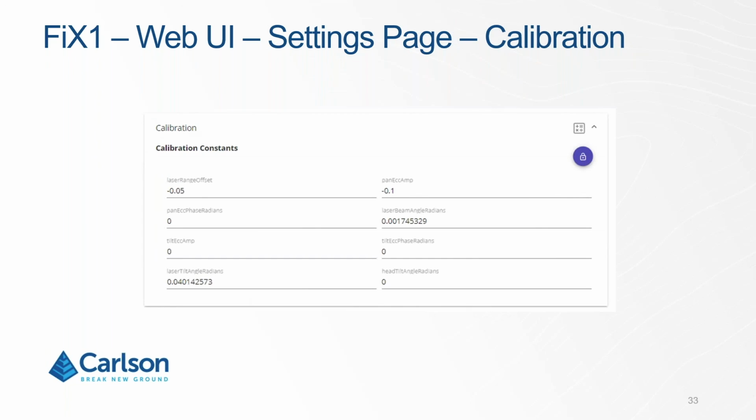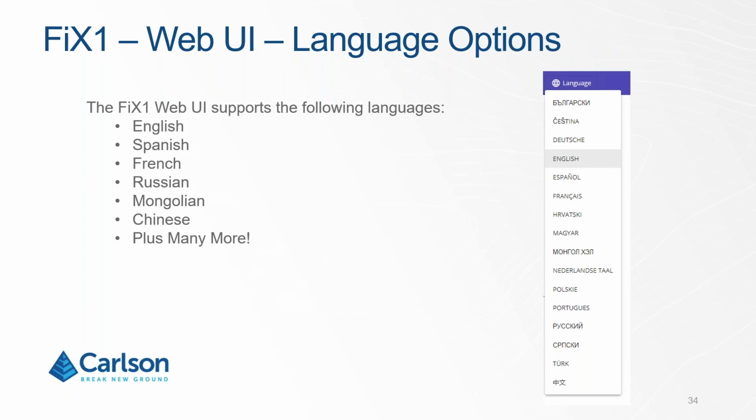And then the calibration page, typically this is something that you won't use. These are factory defaults. These will be set up by the person commissioning the scanner when it's set up in your warehouse. And of course, languages. We cover a ton of languages: English, Spanish, French, Russian, Mongolian, Chinese, plus many more. I can't honestly tell you what half of those languages are on there, but apparently they do work.